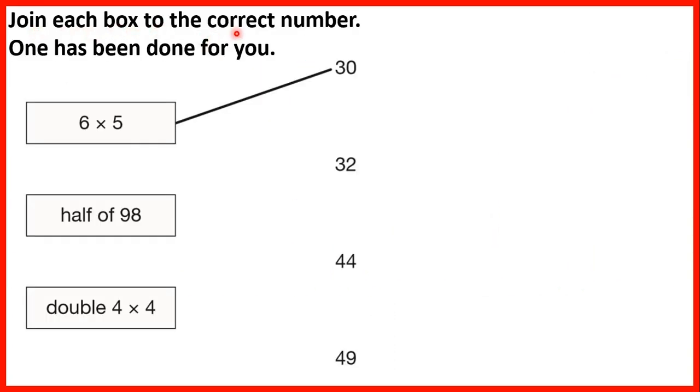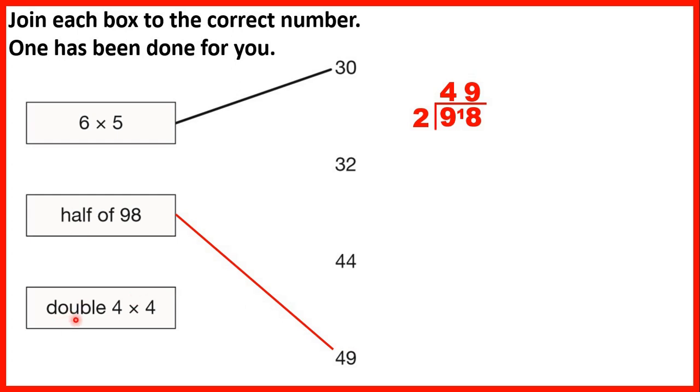Join each box to the correct number. One has been done for you. So they've told us that 6 times 5 is 30, and now we need to find half of 98. We find half by dividing by 2. So 9 divided by 2 is 4 remainder 1, because 4 times 2 is 8, and then we need 1 more to make 9. And 18 divided by 2 is 9, so half of 98 is 49.